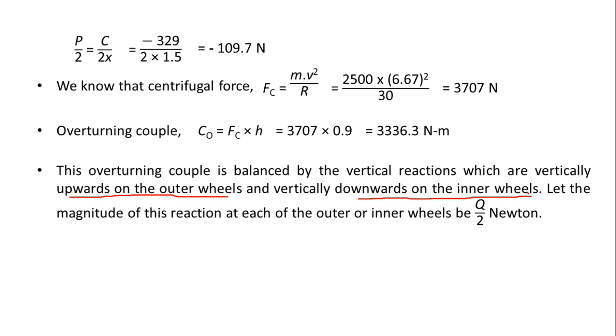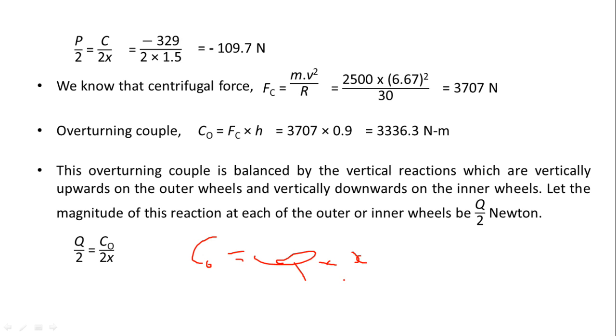Let the magnitude of this reaction on each outer wheel be Q by 2. So Q into x is equal to the overturning couple. C naught is the overturning couple, which is equal to Q into x, where x is the width of the vehicle. Therefore Q equal to C by x, so Q by 2 equal to C by 2x. For each wheel you are dividing this by 2. This is for each pair of wheels; if you divide that by 2, we will get each wheel.